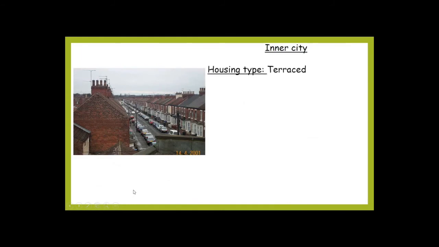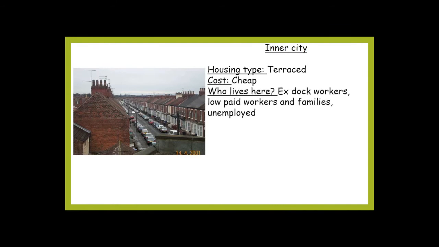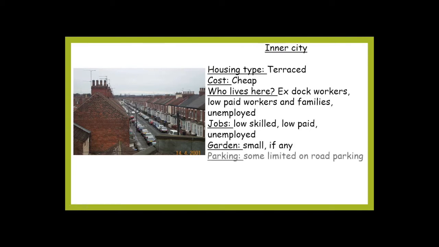Your inner city, housing type tends to be terraced, like we said, and the people that are living here are your ex-dock workers, and it tends to be your low-paid workers or low-income families or unemployed that live in this zone because it's actually the cheapest zone to live in these days. The houses tend to be smaller, it tends to feel quite cramped and overcrowded. In terms of jobs, low-skilled, low-paid, sometimes high levels of unemployment in this area. You're lucky to get a garden. If you have, it's probably pretty small.